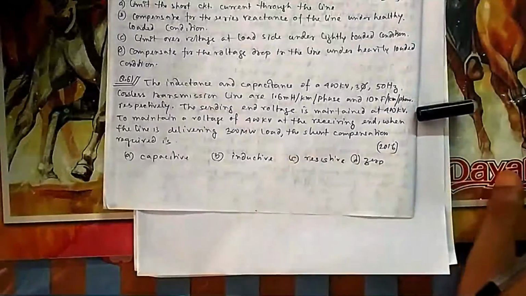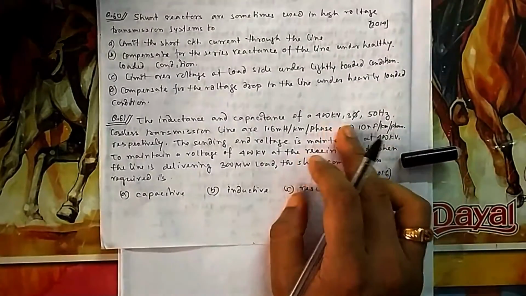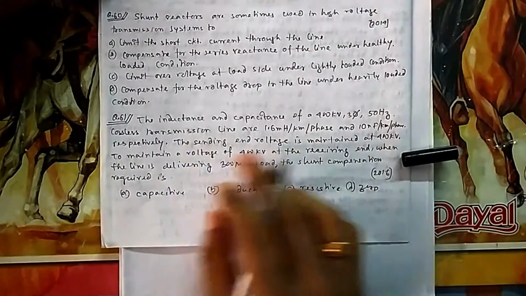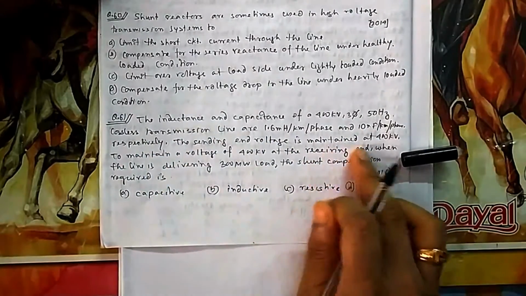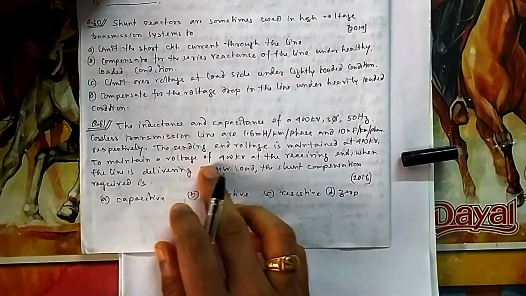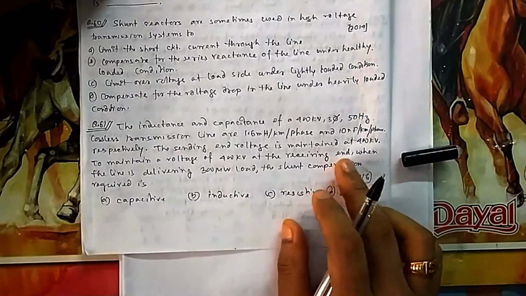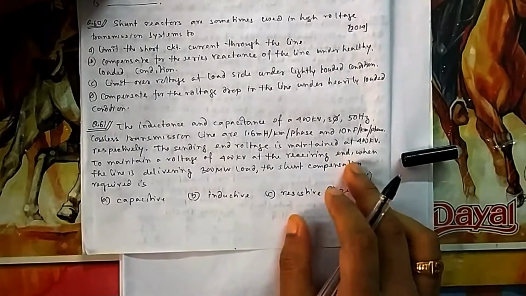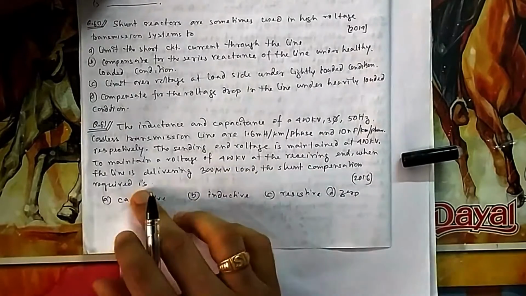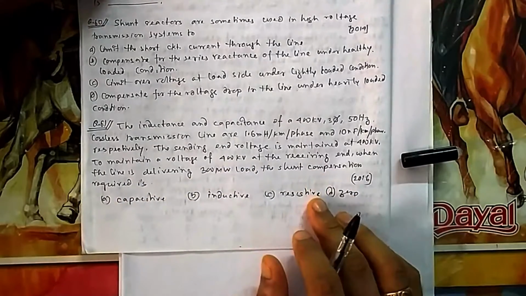Okay, in question number 61, the inductance and capacitance of a 400 kV 3-phase 50 Hz lossless transmission line are this much and this much respectively. The sending end voltage is maintained at 400 kV. To maintain the voltage of 400 kV at the receiving end also, you want to maintain the same voltage. When the line is delivering 300 megawatt load, the shunt compensation required. What type of compensation is required?